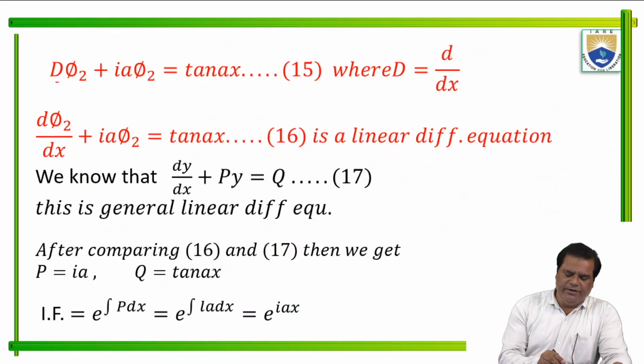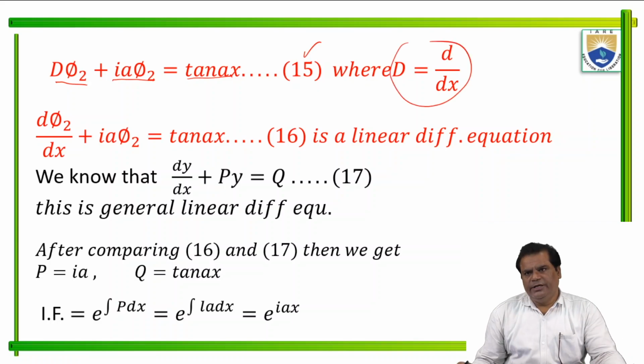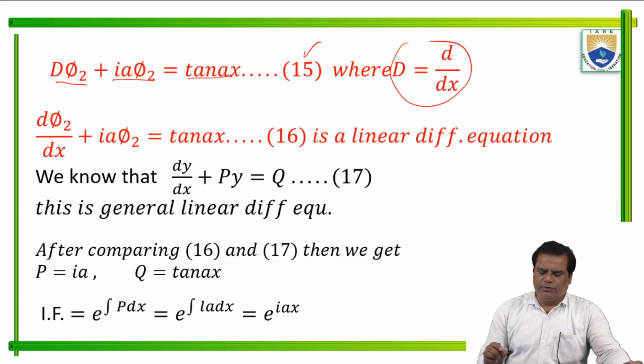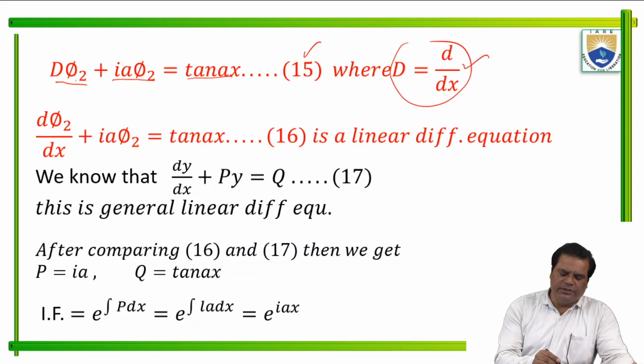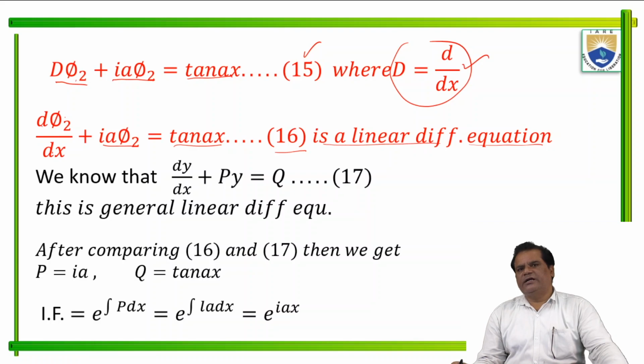So I am writing here D phi 2 plus iA phi 2 equal to tan ax. This is equation 15, where D is d by dx, differentiation with respect to x, capital D. Now putting this value in this equation, we find d phi 2 upon dx plus iA phi 2 equal to tan ax. This is equation 16. Again, equation 16 is a linear differential equation of first order and first degree.